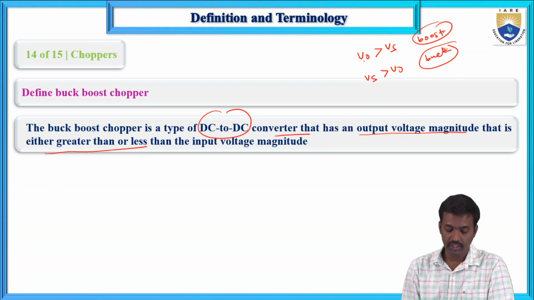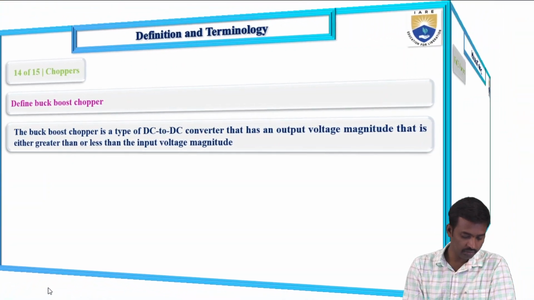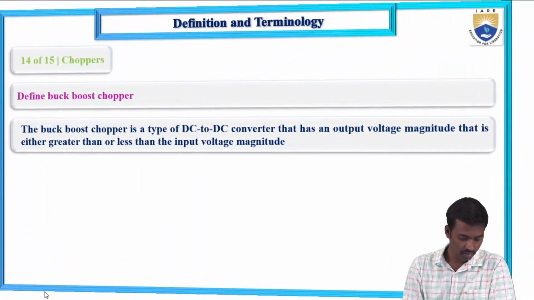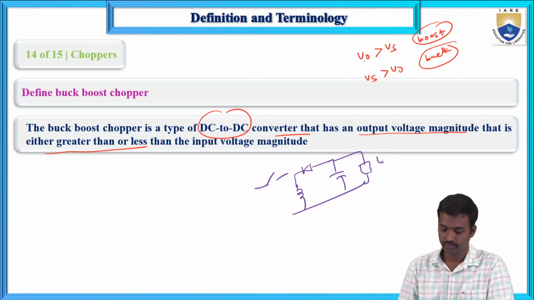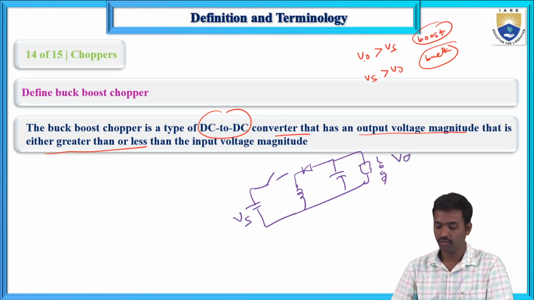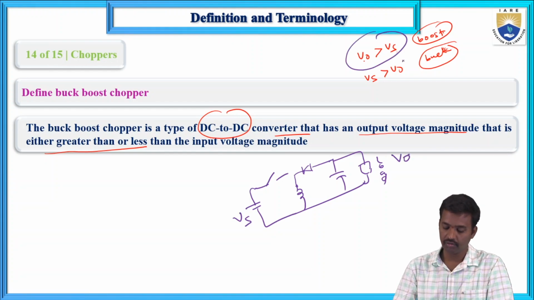Now here is the diagram for this one. This is the inductor, this is the diode, and this is the inductor, and this one is a switch. This is one switch and this is the inductor, and there is a capacitor and there is a load and there is a supply voltage Vs, and this is the V0. Now either V0 is greater than Vs or V0 is less.